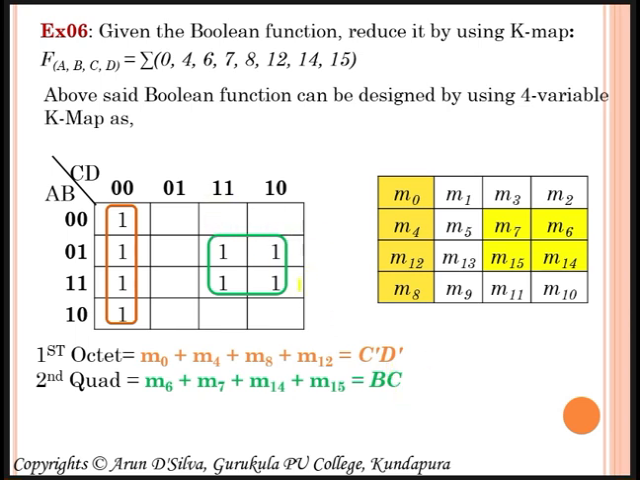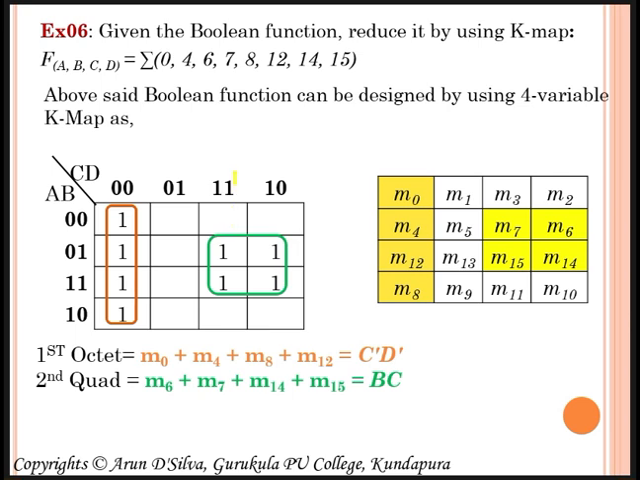This quad belongs to rows 2 and 3. In the second row, the AB value is 0 1, and third row AB value is 1 1. That means A value changes, 0 and 1. B value remains the same, that is 1, 1. Therefore, we have taken B here.